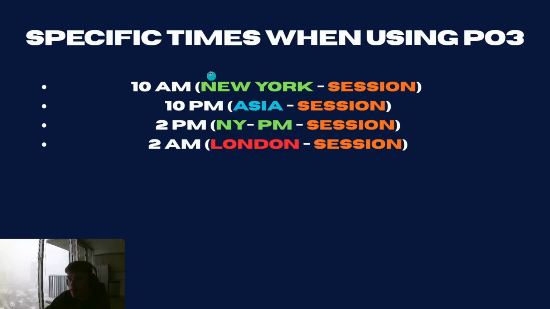10 a.m. is when you're typically going to see a manipulation leg, because that's the open of a 4-hour candle. Same with all of these. 10 p.m., you're going to see a manipulation leg first, because that's the open of another 4-hour candle. 2 p.m. and 2 a.m., same thing. It's the open of a 4-hour candle, and 4-hour is the highest time frame. So if you guys are trading, you want to utilize these times to determine the manipulation leg.